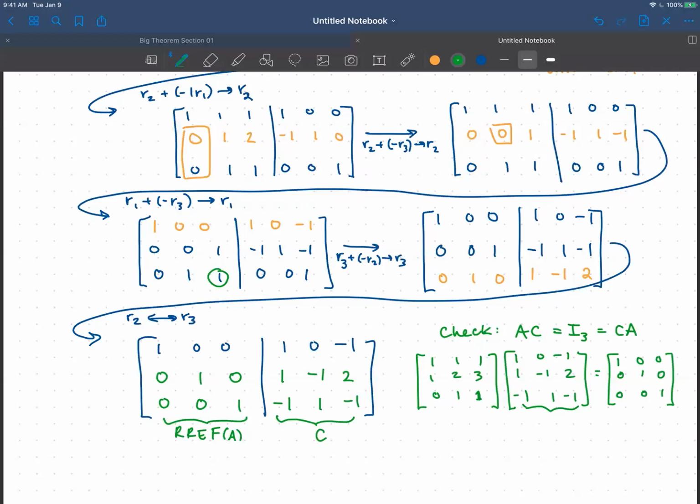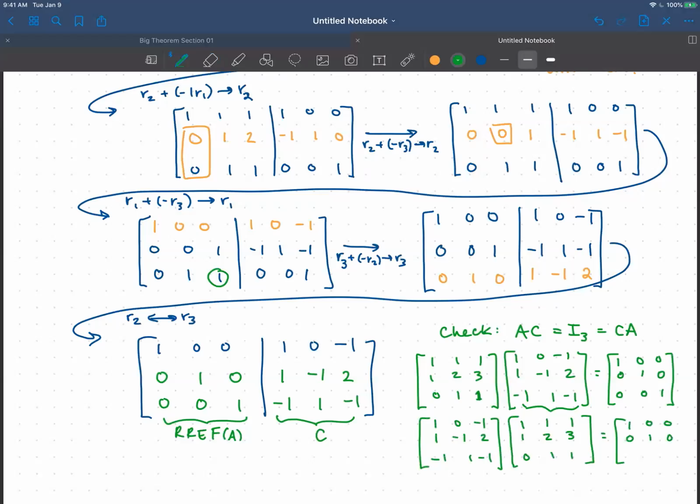And if I do the matrix multiplication the other way, which I just did to make sure while I was not recording, if I do 1, 0, -1, 1, -1, 2, -1, 1, -1, and I multiply that by the matrix A, correctly written this time, I also get the 3x3 identity matrix.